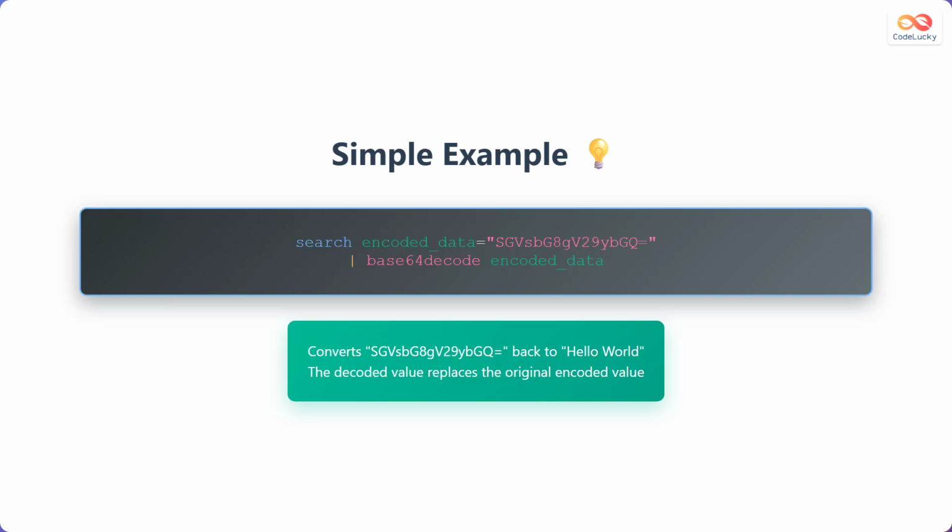Let's look at a practical example of how to use the base64 decode command. In this example, we start with a search command that looks for data where the encoded_data field equals SGVsbG8gV29ybGQ=. We then pipe this result to the base64 decode command, specifying the encoded_data field. The result is that the encoded string SGVsbG8gV29ybGQ= gets converted back to Hello World. The decoded value replaces the original encoded value in the same field, making the data readable and usable for further analysis.